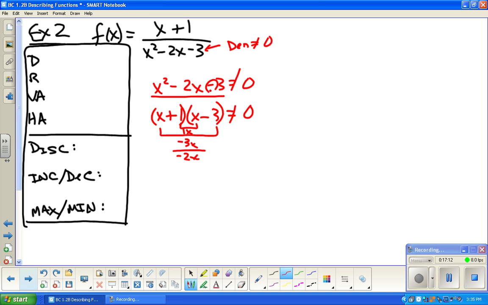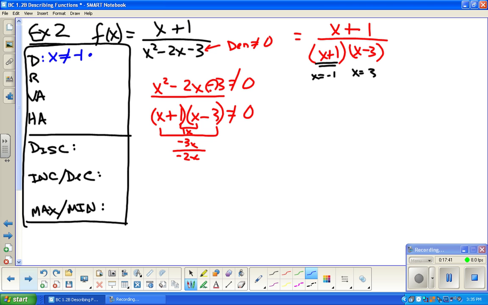Okay, so I'm going to rewrite this whole thing as, okay, so that's the original equation. So what values make the denominator 0? Well, x equals -1 would make that 0. X equals 3 would make that 0. So I'm going to put that in my little domain spot. X can be anything in the universe, just not -1 and not 3.